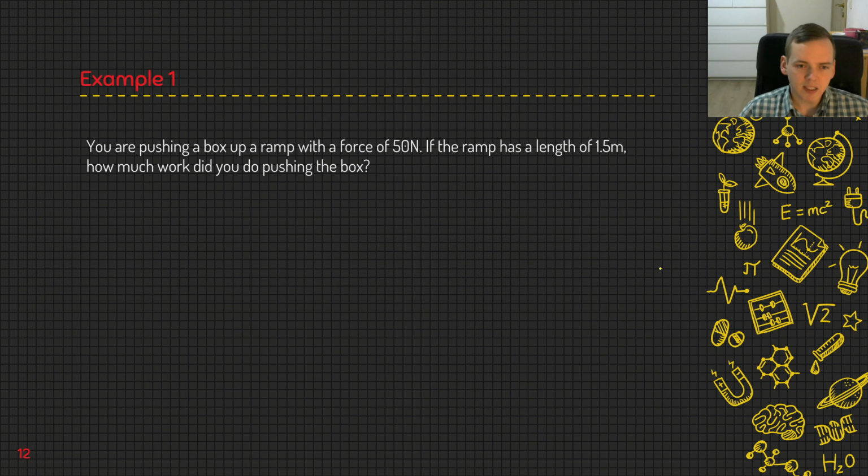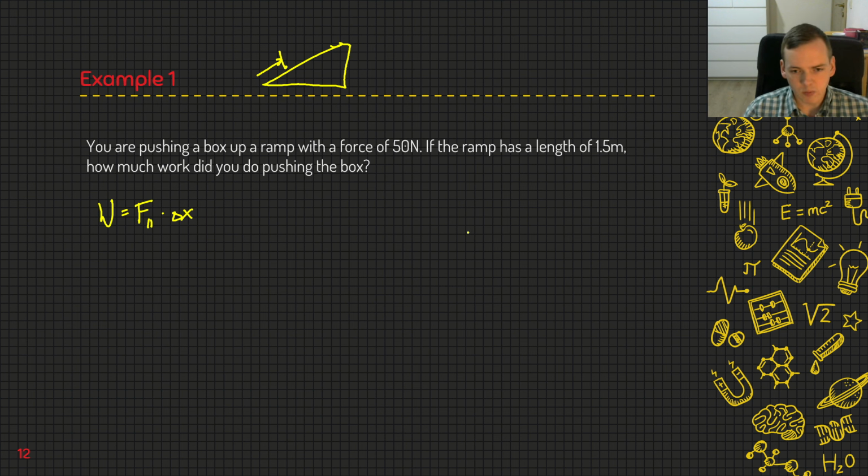You're pushing a box up a ramp with a force of 50 newtons. If the ramp has a length of 1.5 meters, how much work do you do pushing the box? And it doesn't say it explicitly here, but we're treating it as if you're pushing parallel to the ramp. So if the ramp is like this, and you're pushing with a force like that, they're parallel to the distance that the box moves. So we know that work is equal to force parallel times delta x.